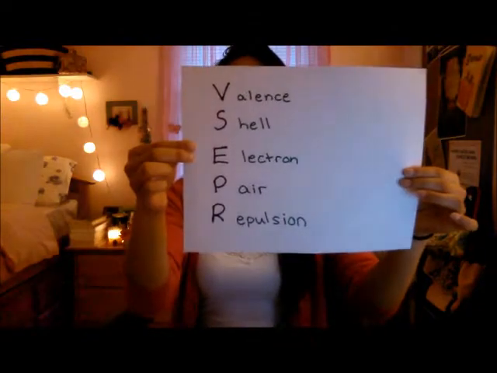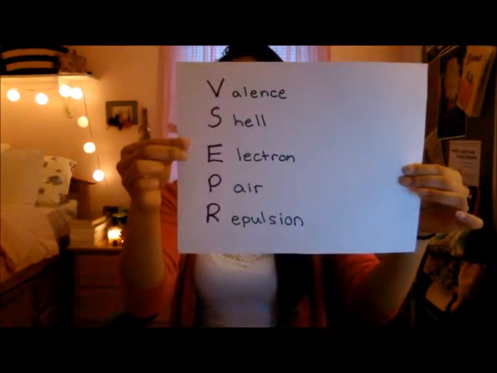Hey everyone! So what is the VSEPR model? VSEPR stands for Valence Shell Electron Pair Repulsion. So this is a theory that'll help predict the shape of a covalent compound based on its Lewis dot structure. So it'll take a 2D diagram and form it into a 3D structure. It was developed by Ronald Gillespie and Ronald Sidney Nyholm in 1957.